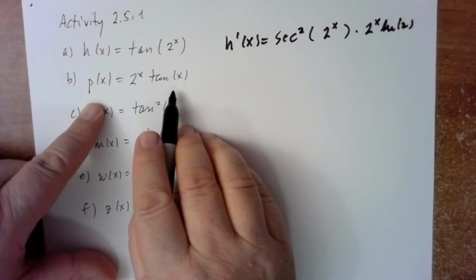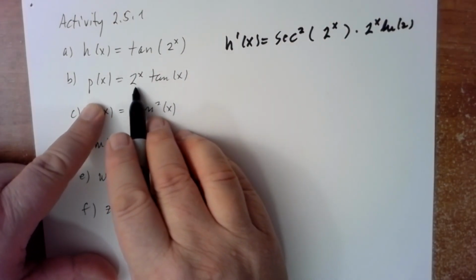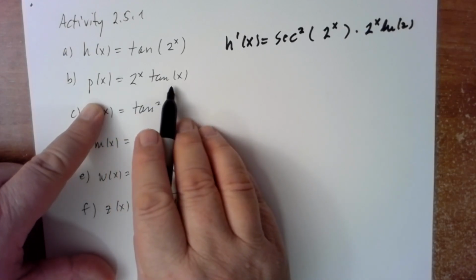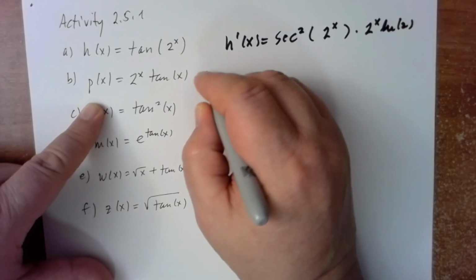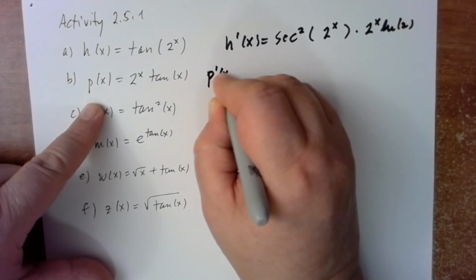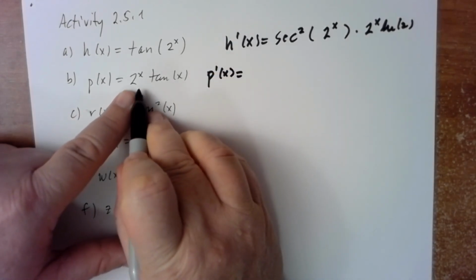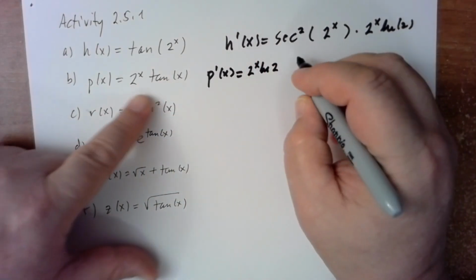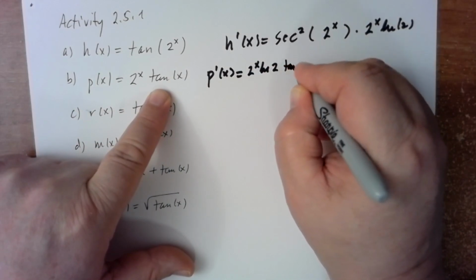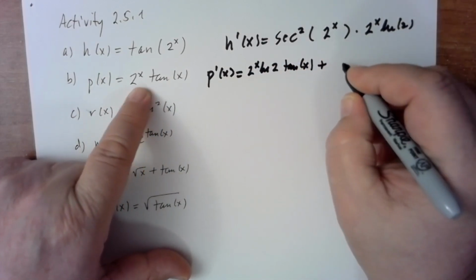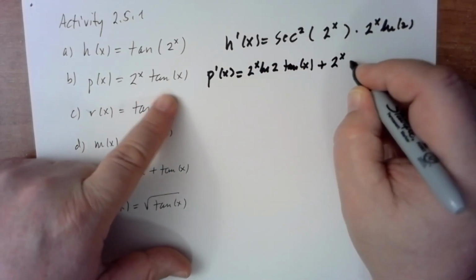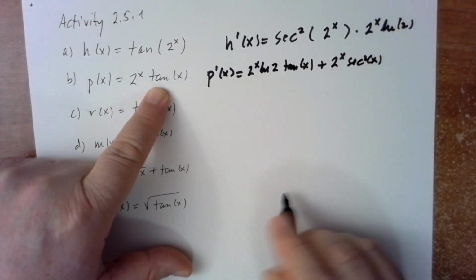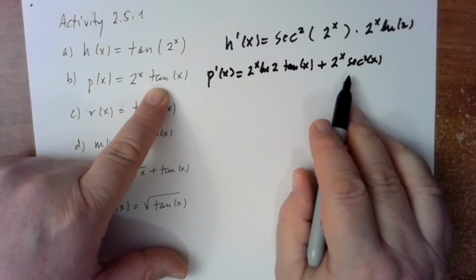Now p of x is a product, right? So when you differentiate p of x, you're going to have to use the product rule. Good. And so when I take p prime of x, it's going to be the derivative of 2 to the x, so that's 2 to the x natural log of 2, times the second function, tangent of x, plus the first function, 2 to the x, times the derivative of tangent, which is secant squared. Good. So this was not the chain rule, right? This was the product rule.